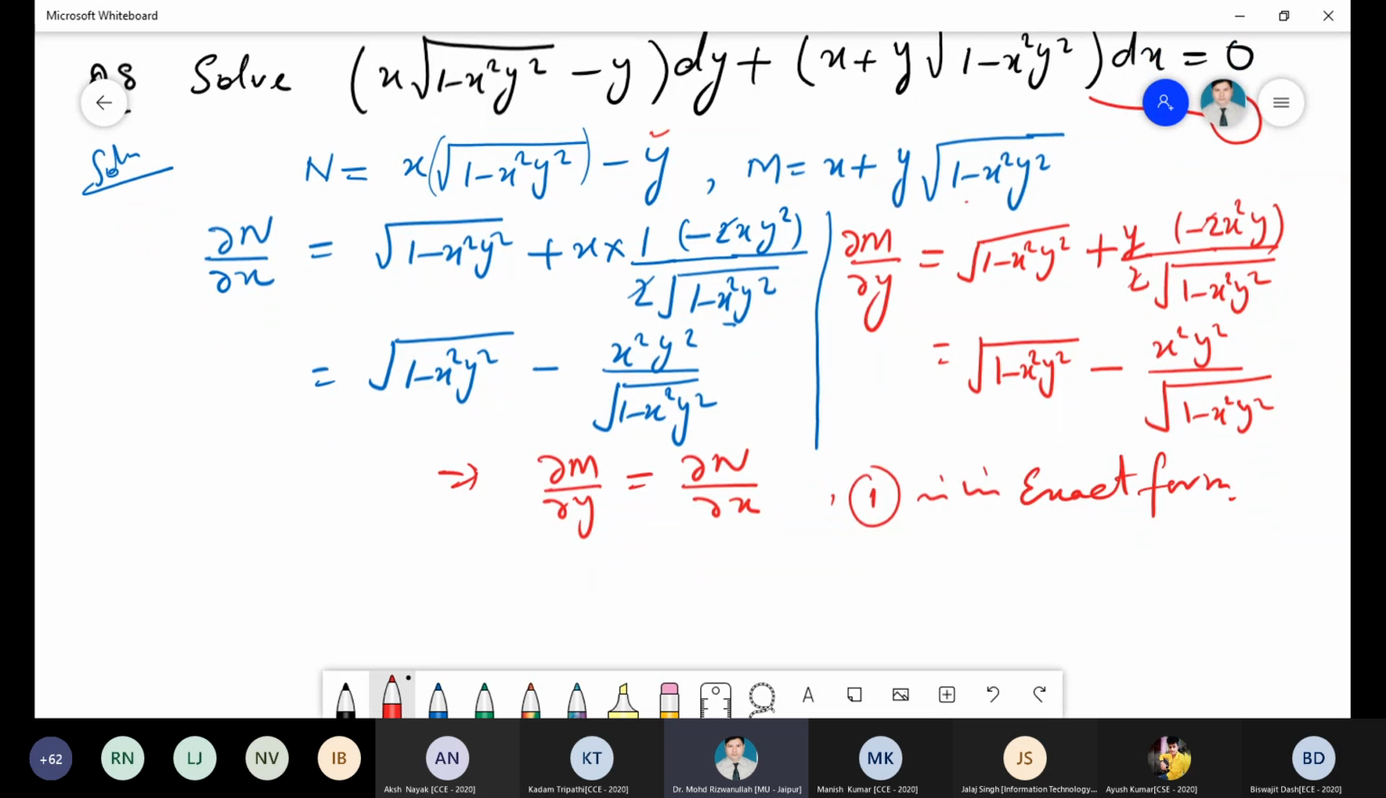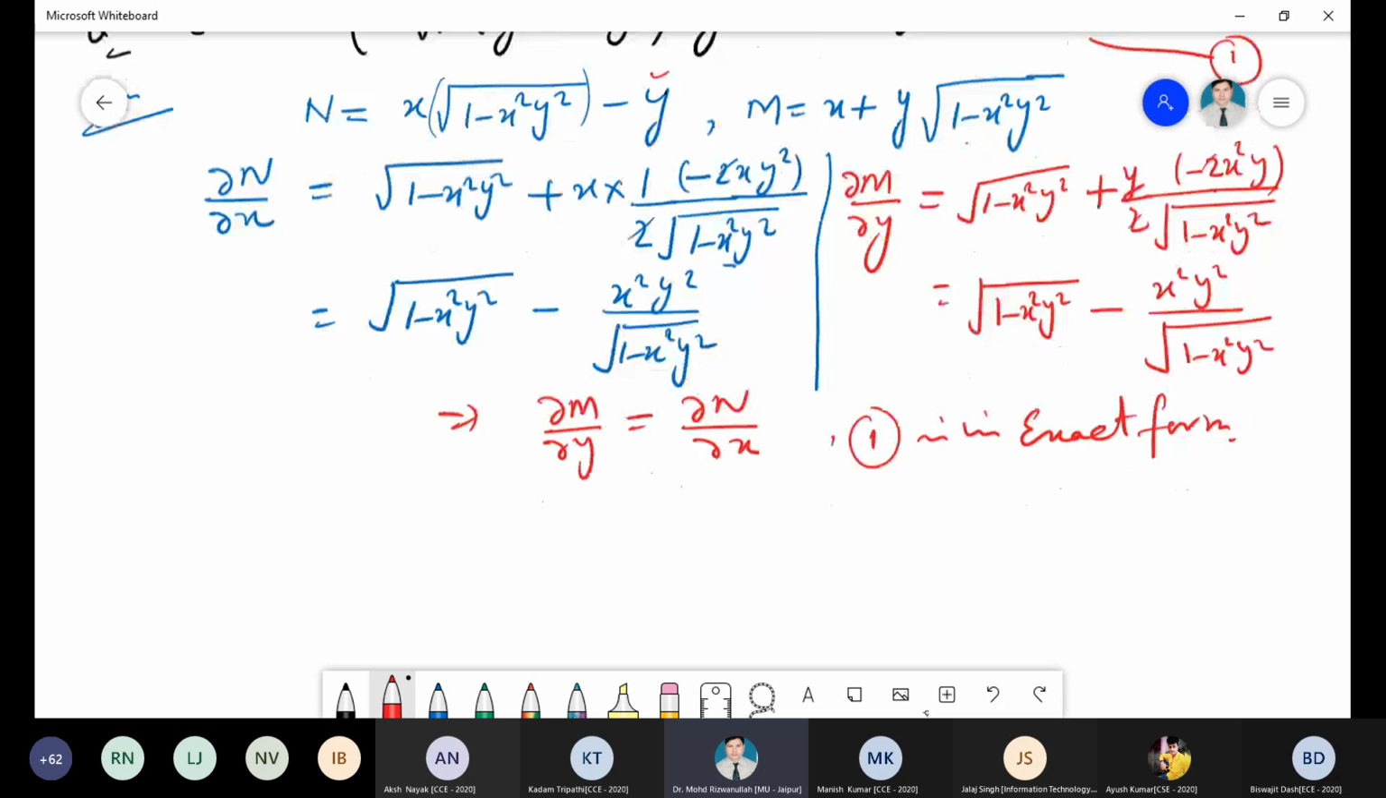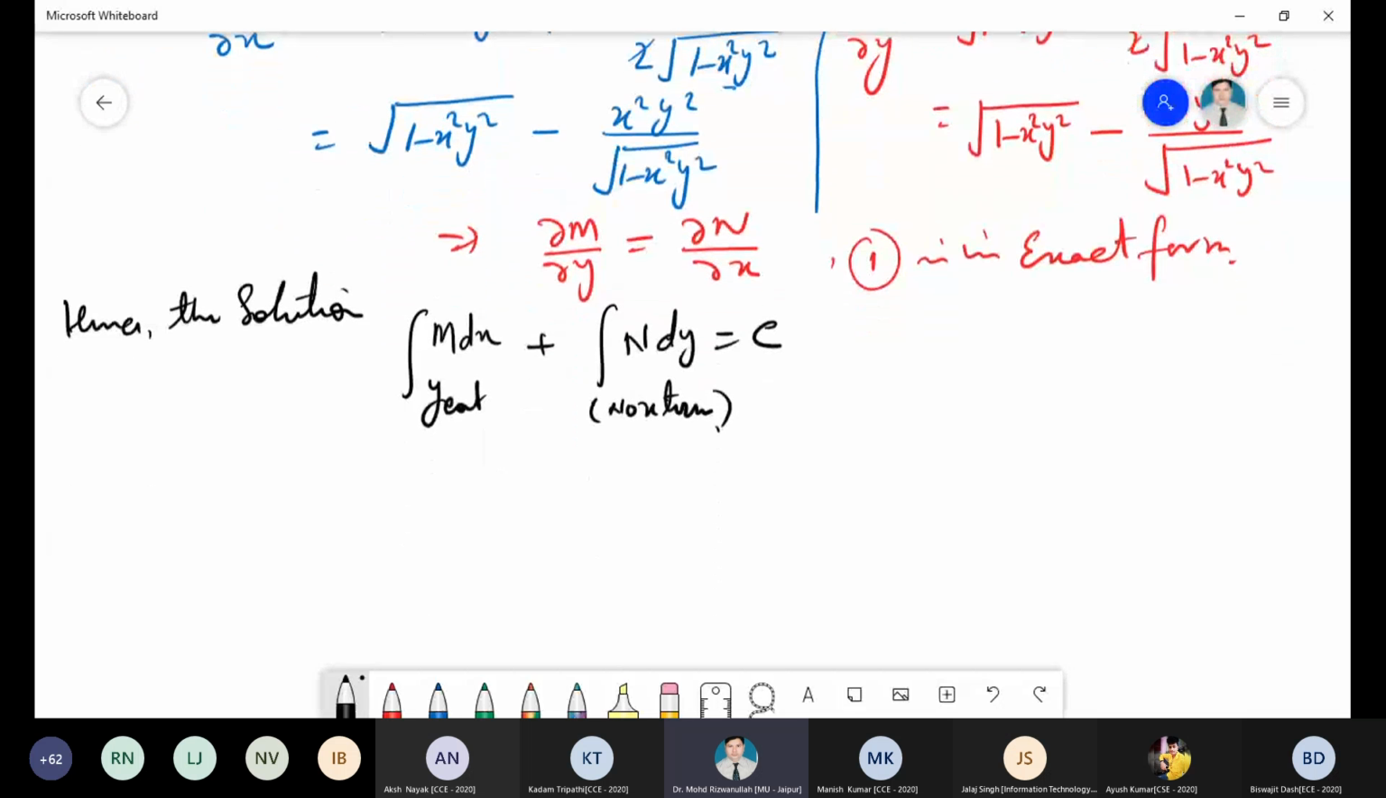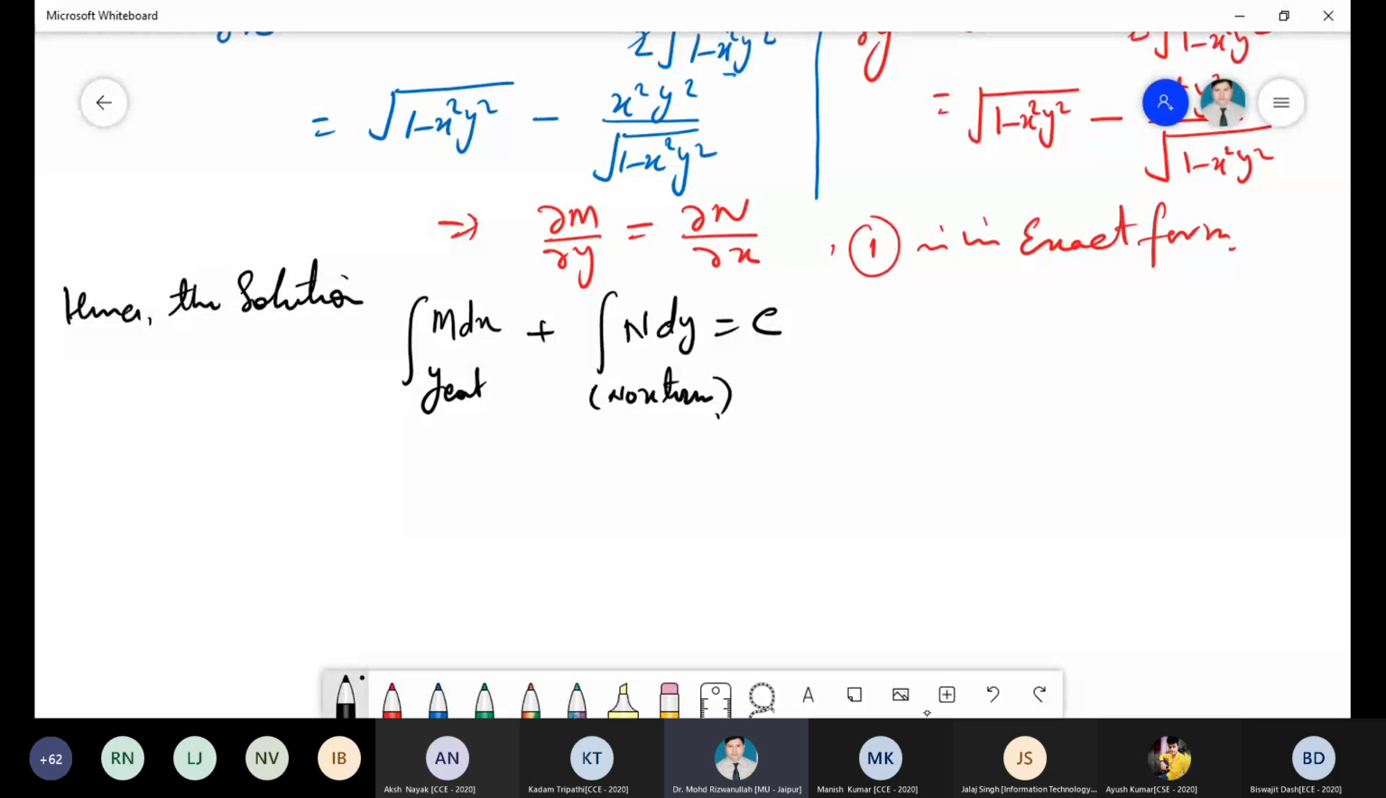Okay. Now come to the solution part. Hence the required solution is what? The formula is integration of m dx, y constant, plus integration of n dy equal to c, but here the consideration is no x term. Fine. Okay. Now see the equation, I'm using that. This implies that integration of m.